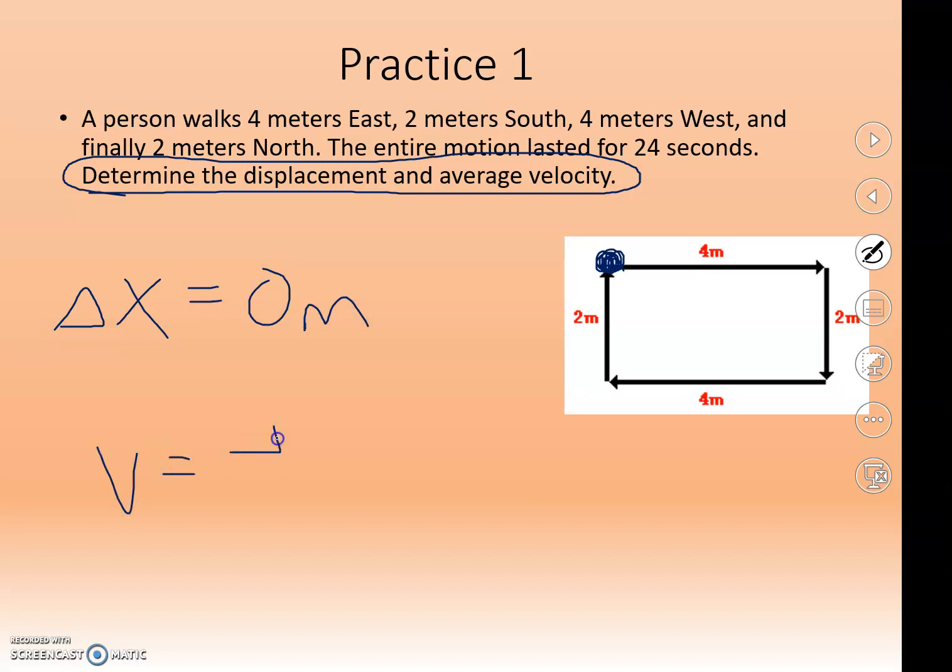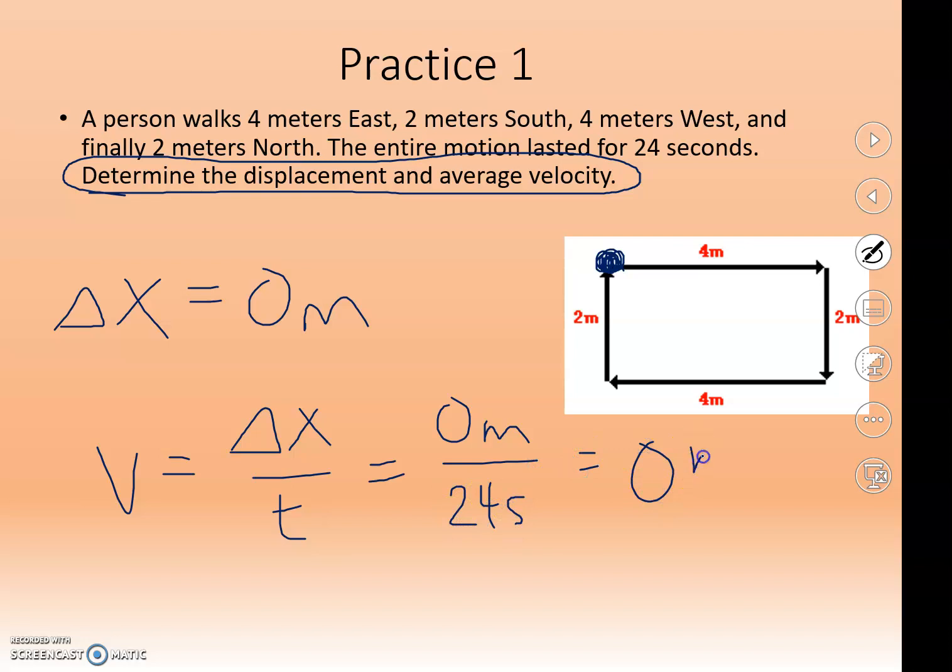Velocity, we know is our change in position or displacement divided by our time. Well, if our displacement is 0 meters divided by our time of 24 seconds, that's going to give us 0 meters per second. So this would be another example where, yes, you moved, you had motion, but you started and ended in the same spot. So technically there is no displacement and there is no velocity, so 0 for both.